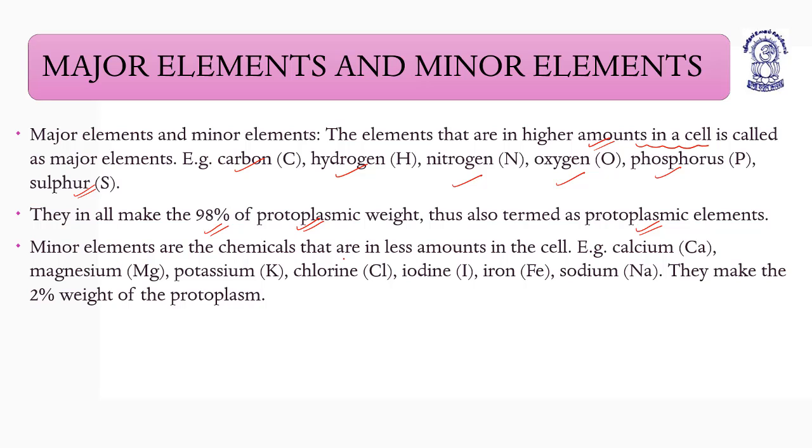Minor elements are the chemicals that are less in amount in the cell: calcium, magnesium, potassium, chlorine, iodine, iron, sodium. They make around 2% of the weight of protoplasm. So the major elements are found in higher amounts, and the minor elements in lower amounts. Minor elements mainly include inorganic materials like calcium, magnesium, potassium, chlorine, iodine, iron, sodium, etc. The composition is very much variant. The minor elements constitute only 2%, while the major elements constitute 98%.